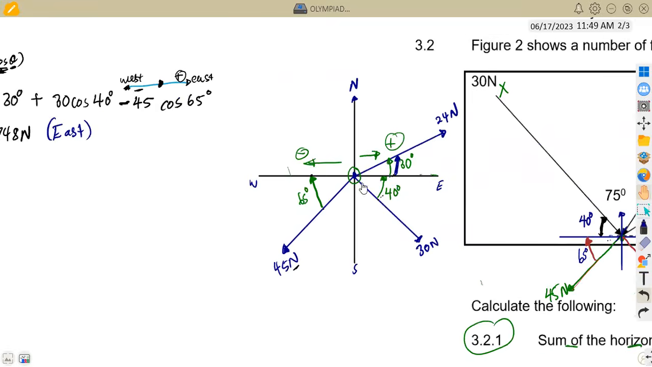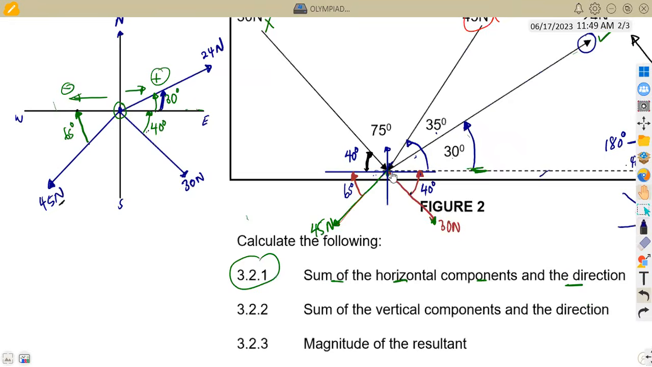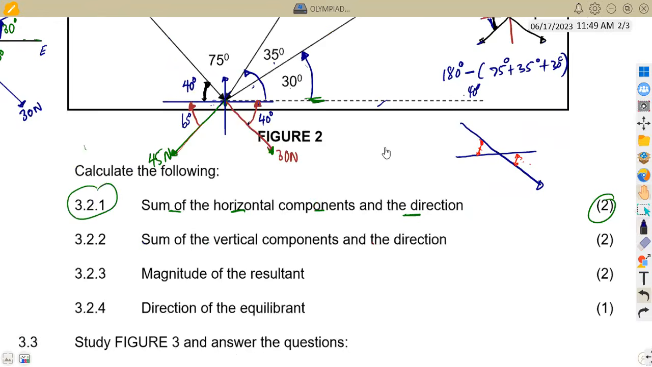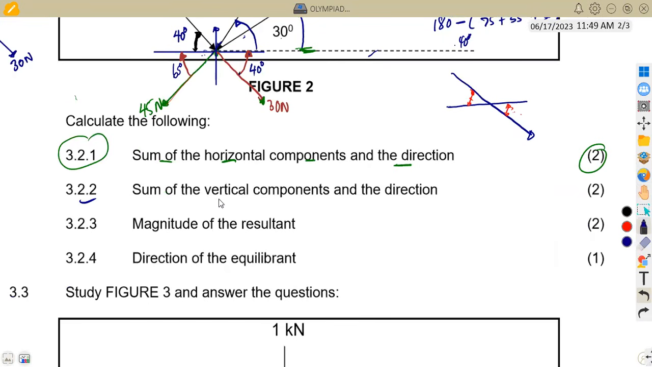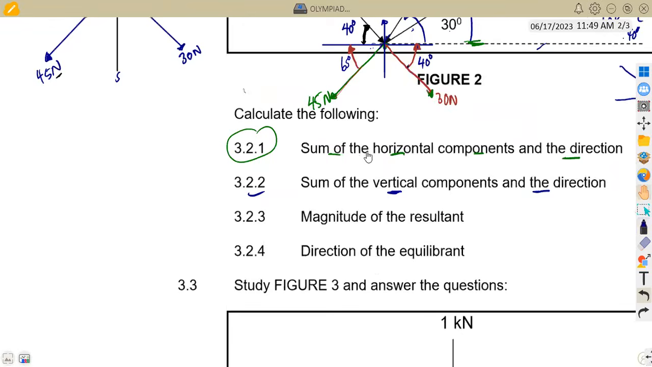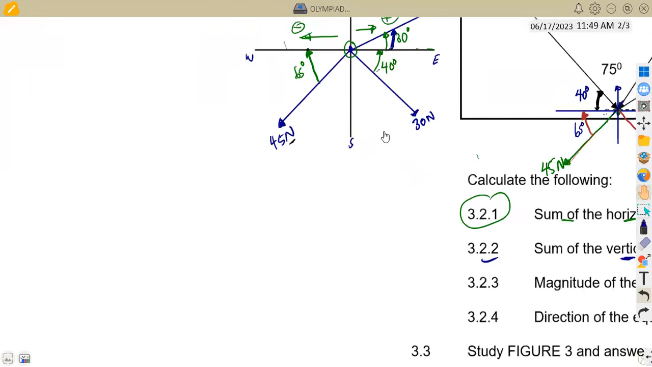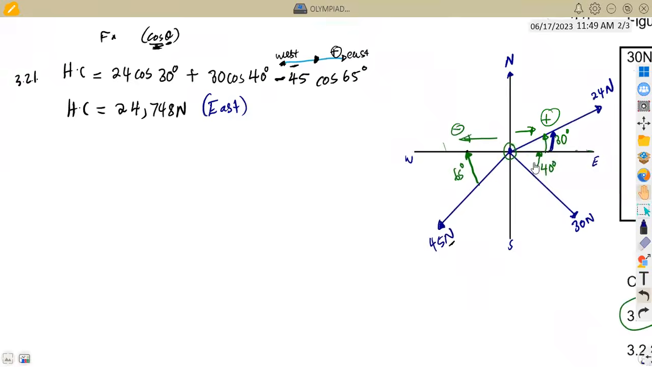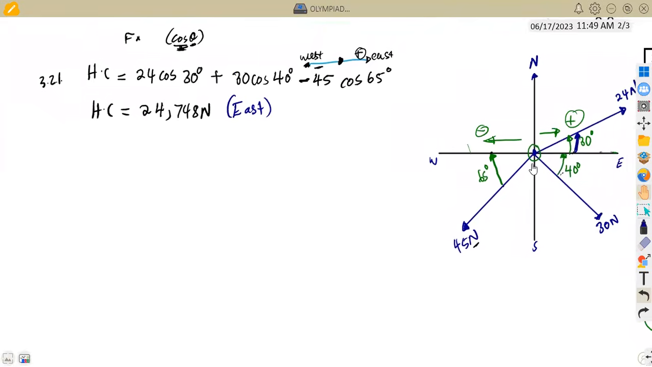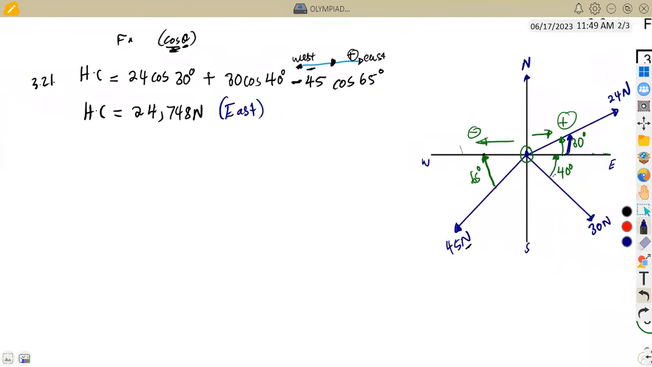All right, so let's check the other part of our question. We are supposed to calculate this time the sum of the vertical components and the direction. So what will it be for the vertical components, still working on this diagram that we redrew this time. So we are going to focus on this diagram. We need the sum of the vertical components in this case.